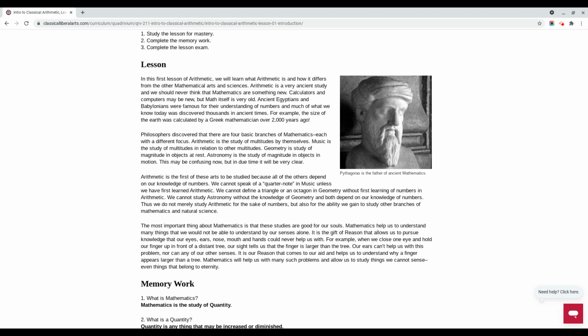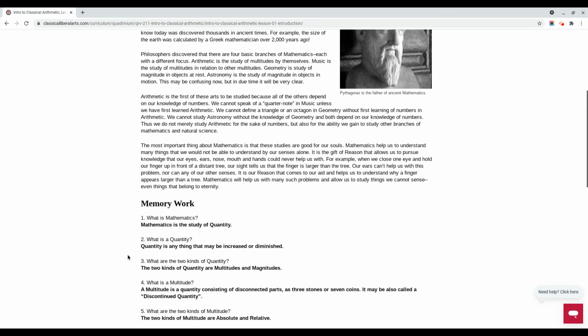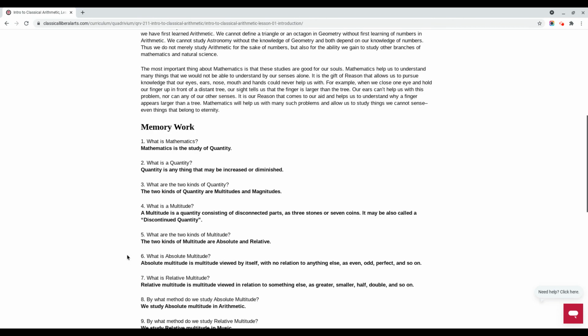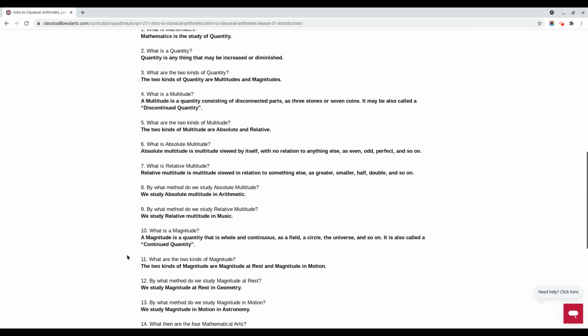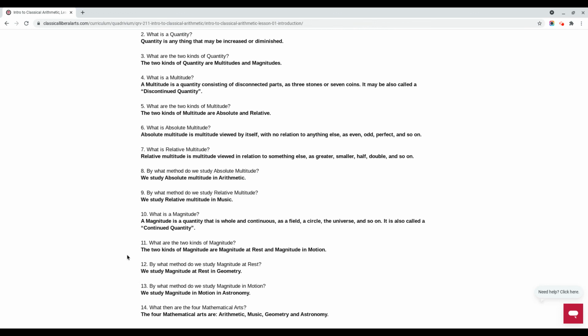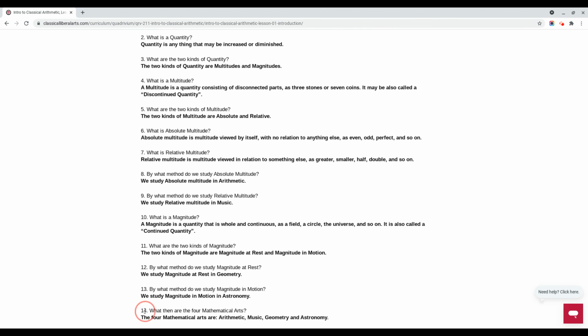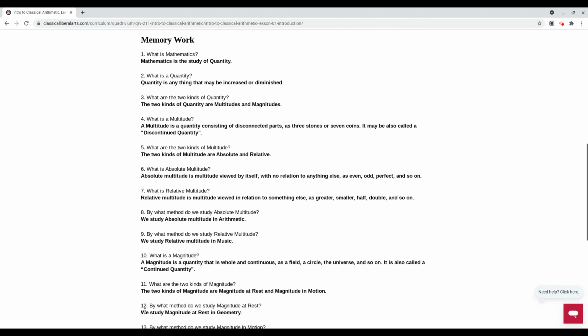Now, the second part of that first step, studying the lesson for mastery, is to go back, read the lesson again carefully, and learn every detail in that lesson. Your knowledge of the lesson will be tested in your lesson assessment, which is step 3. Step 2 requires you to complete the memory work for this lesson. And you can see that there are 14 memory work questions for this lesson.